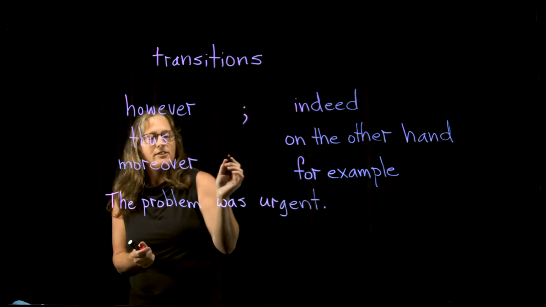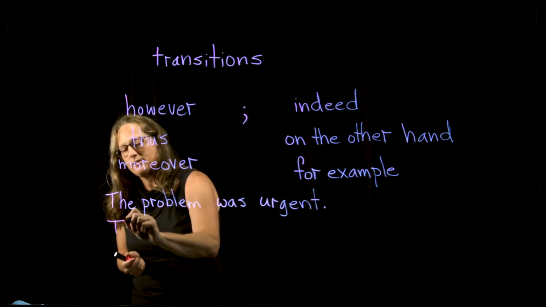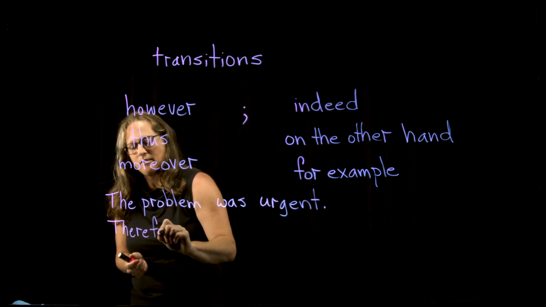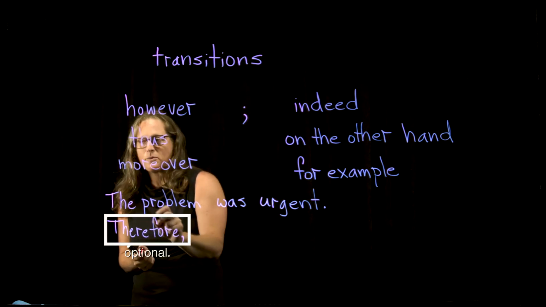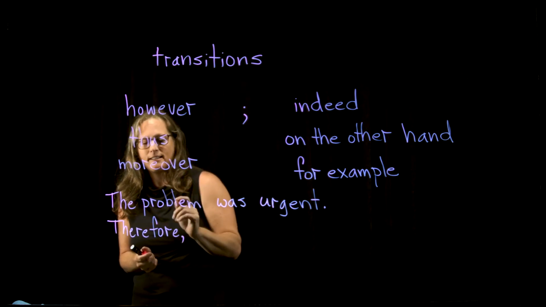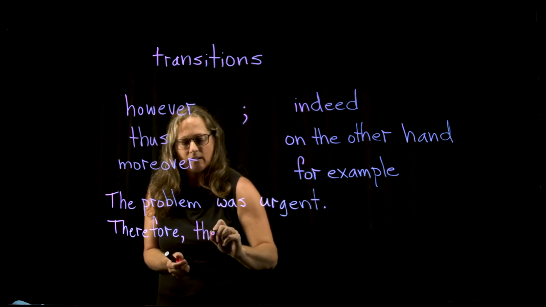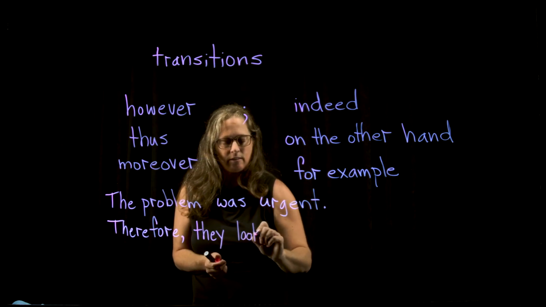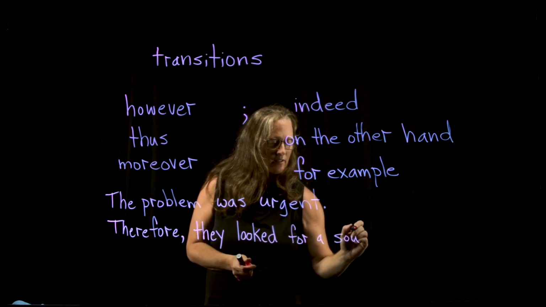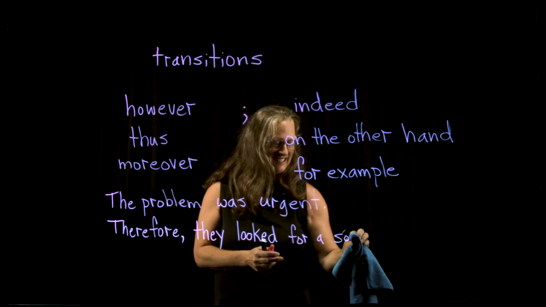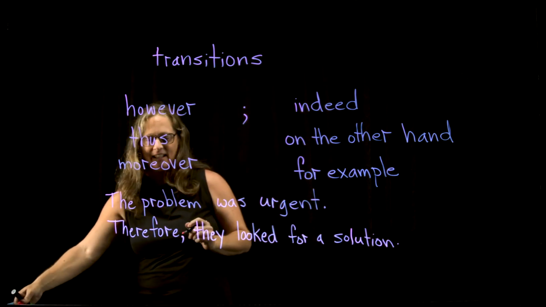And then I can use therefore to transition to connect this idea to the next sentence's idea. So I'm going to use therefore. Therefore, comma. I'm putting a comma here because this is optional. I could take it out of the sentence and the sentence would still work. So I'll put a comma there to separate it. So therefore, they looked for a solution. Whoops. I'll just fix that. Okay, so two separate sentences.